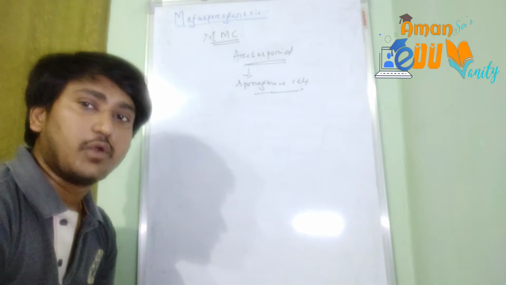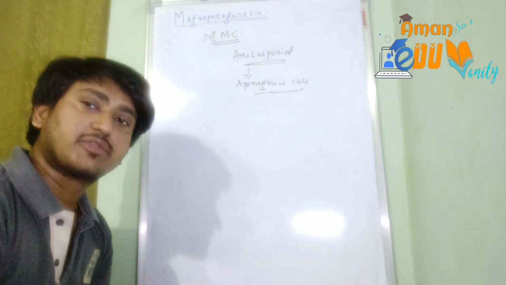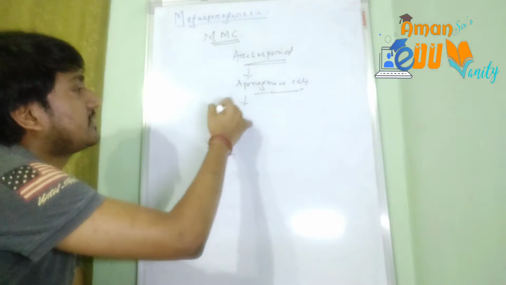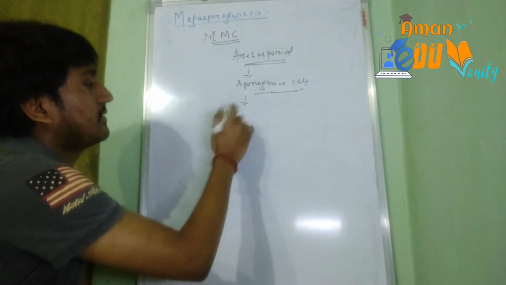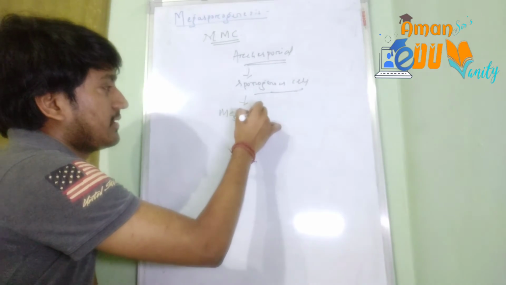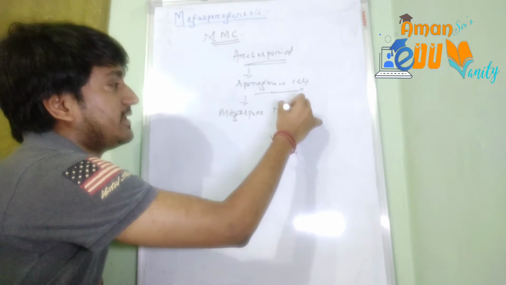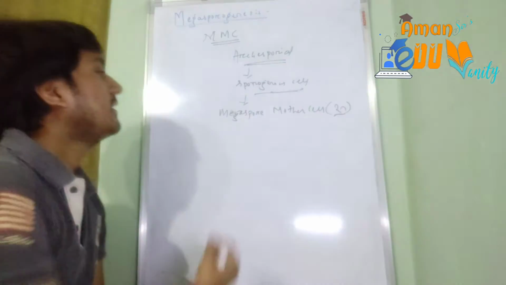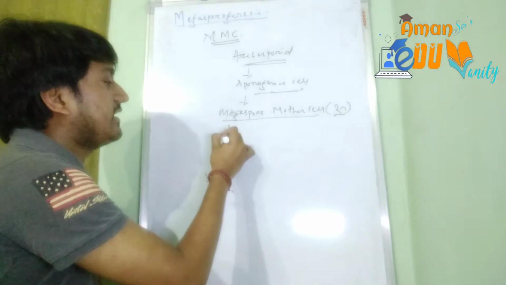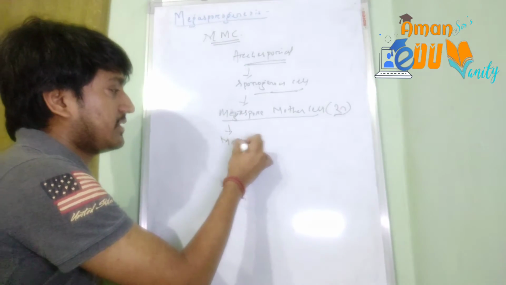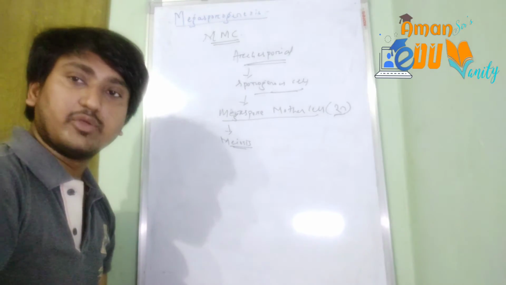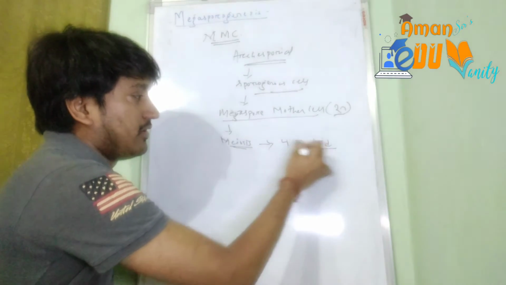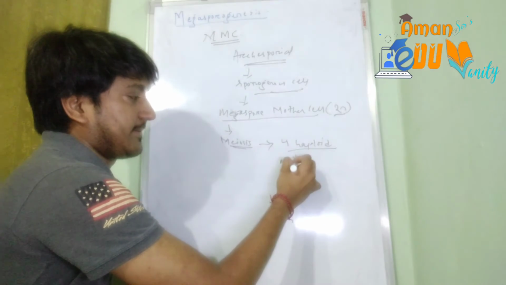micropylar end of the ovule, and those megaspore mother cells will divide meiotically. This megaspore mother cell will be diploid in nature, and diploid is denoted by 2n. So this megaspore mother cell will divide by meiosis, undergoing meiosis 1 and meiosis 2, giving rise to 4 haploid cells, also called the megaspore tetrad.